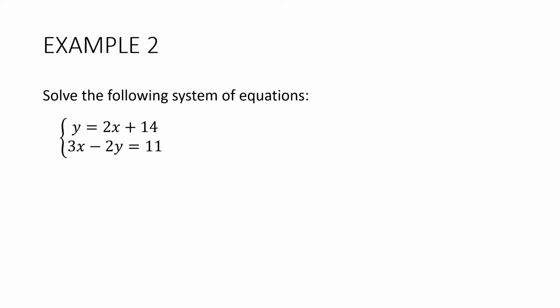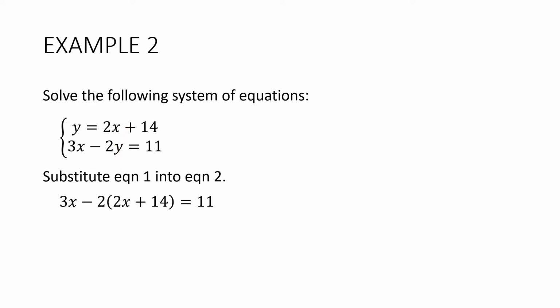Let's look at another example. Solve the following system of equations. y equals 2x plus 14, 3x take away 2y is equal to 11. Now you'll see the different notation, and also it says system of equations. It still means the same thing. They're simultaneous equations. Now this one's really set up for substitution because I've got y is the subject of one of them.